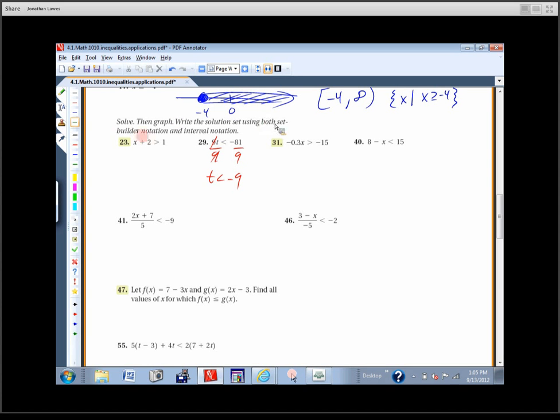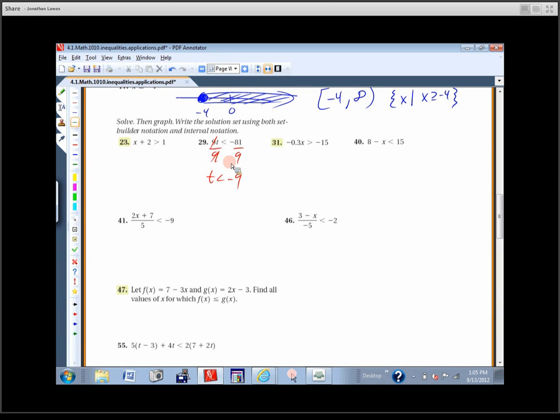And then it says write the solution using both set builder and interval notation. Yeah. So you don't flip it when it's positive? When you divide by a positive or multiply by a positive, you do not flip it. The only time you change the direction of the inequality is when the step you're taking to get the variable by itself is either multiply or divide by a negative. And what we were doing here is we were dividing, yes, but not by a negative, so we don't have to switch it. Good? Okay.